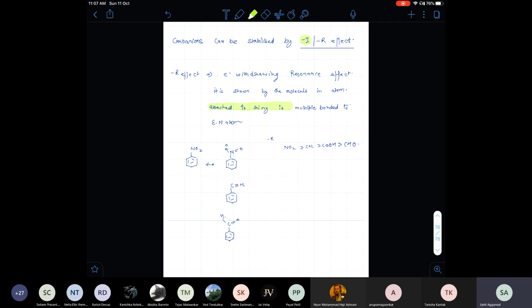आपको ये ध्यान रखना है because there can be so many examples. You just have to think about this: the atom attached to the ring is multiple bonded to a more electronegative atom. Understood?